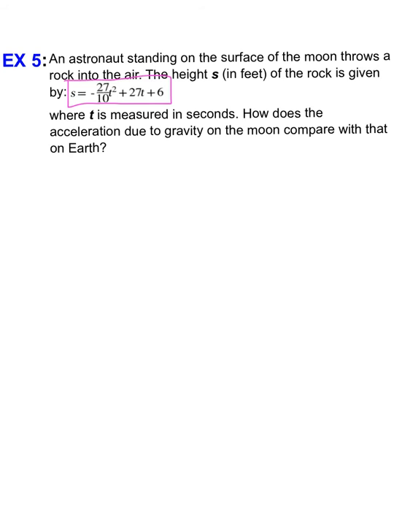All right, so the question is, how does the acceleration due to gravity on the moon compare with that on Earth? So there's 3 steps to this one. So step 1, we need to find the position function, the velocity function, and the acceleration function, because in order to find acceleration, I have to get to the second derivative. So we're going to start with our position function, which is the function that we were given. And so that's our position function.